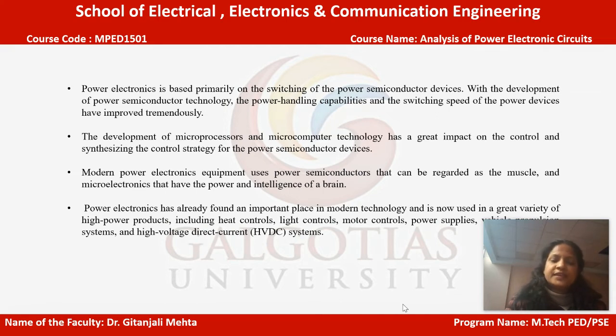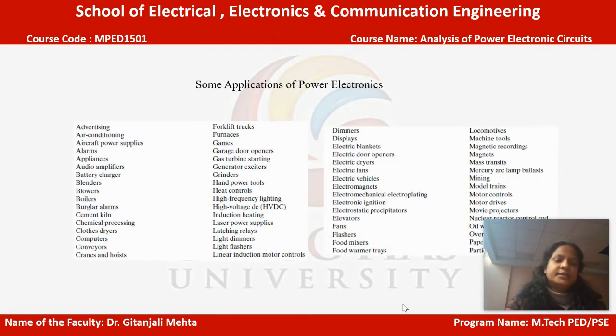Power electronics is already found in an important place in modern technology and is now used in a great variety of high power products, including heat controls, light controls, motor controls, power supplies, vehicle propulsion system, and HVDC, that is high voltage direct current systems. Here you can see some applications of the power electronics.